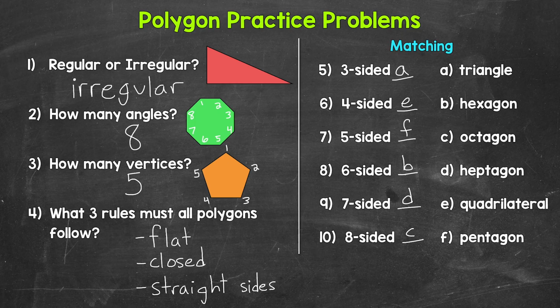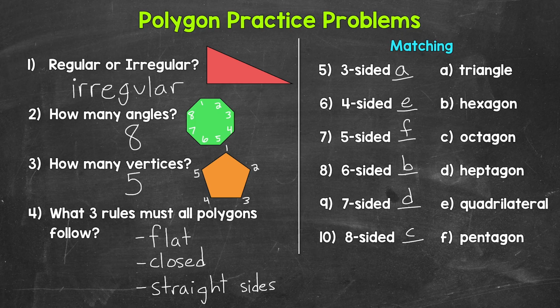For number 2, how many angles do we have here for this polygon? Well, 8. For number 3, how many vertices for that polygon? 5. And then for number 4, what 3 rules must all polygons follow? Well, they need to be flat, closed, and have straight sides.